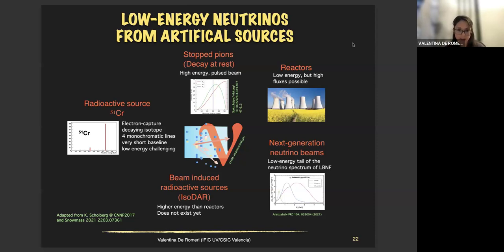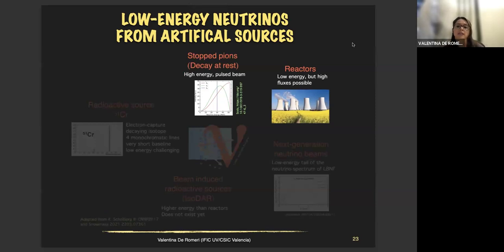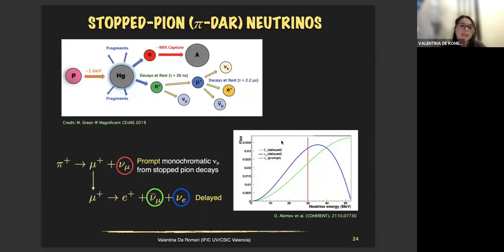However, most of the current and, let's say, near future CEvNS experiments use neutrinos from these two sources, from stopped pions and from nuclear reactors. So let me discuss them in more detail. In particular, let me start with neutrinos from pion decay at rest. This is the source, for instance, of neutrinos observed by the COHERENT experiment. Here the idea is that we have protons accelerated at the Spallation Neutron Source, and these hit a target. In the case of the COHERENT experiment it is a mercury target, and here pions are produced.